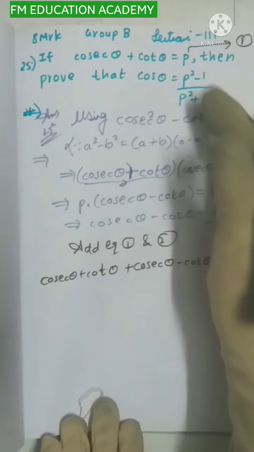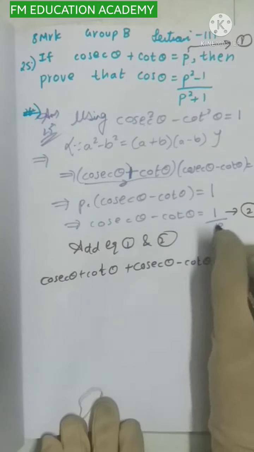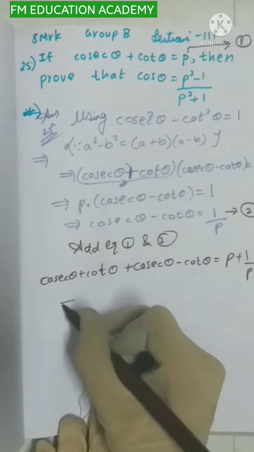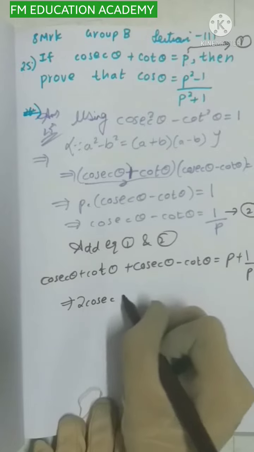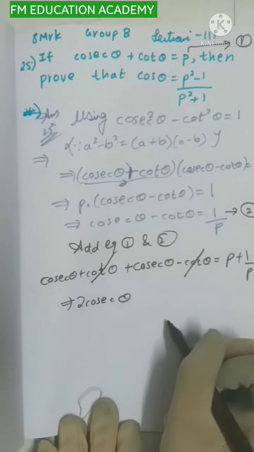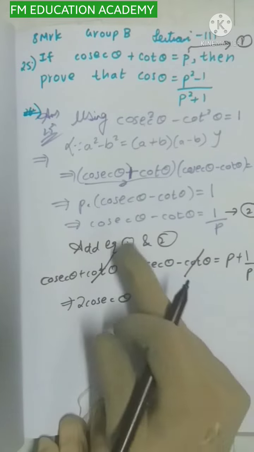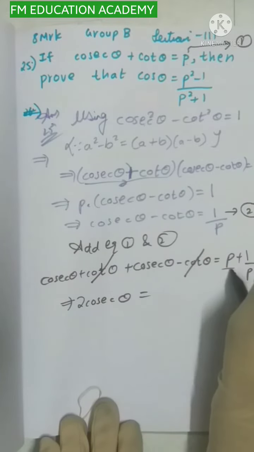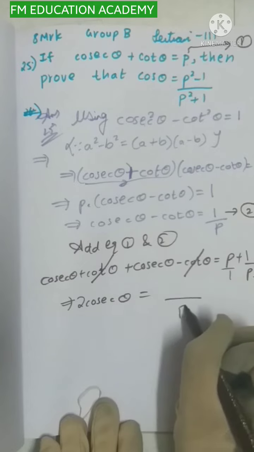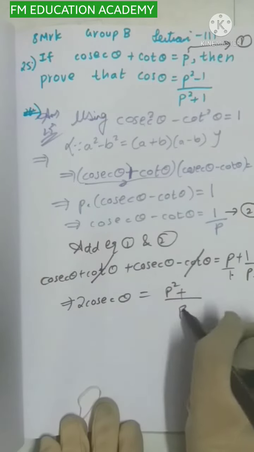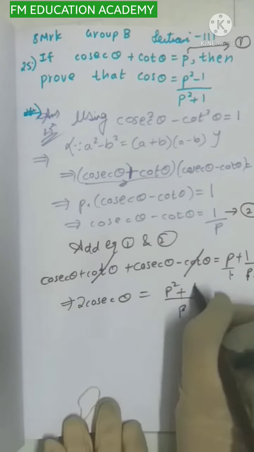is equal to, what do we have here? p plus, what do we have here? 1 by p. Now cosecant theta plus cosecant theta is 2 cosecant theta, and plus cot theta minus cot theta will get cancelled because they have opposite signs. One is plus, one is minus, and both are the same, so both will get cancelled. Take out the LCM of this. What do we get? LCM of p and 1 is p. p divided by 1 is p. p into p is p square, plus p divided by p is 1, 1 into 1 is 1.